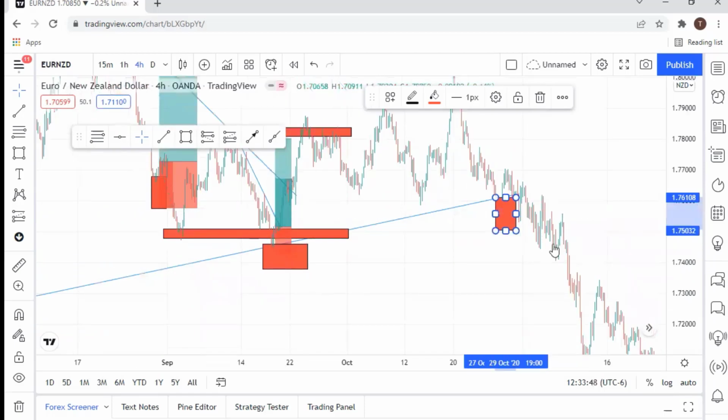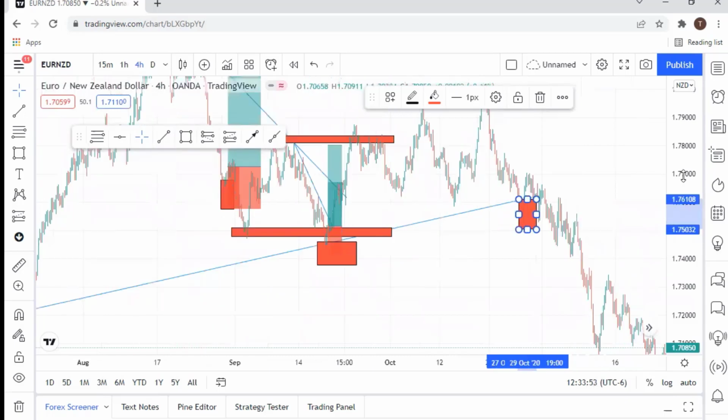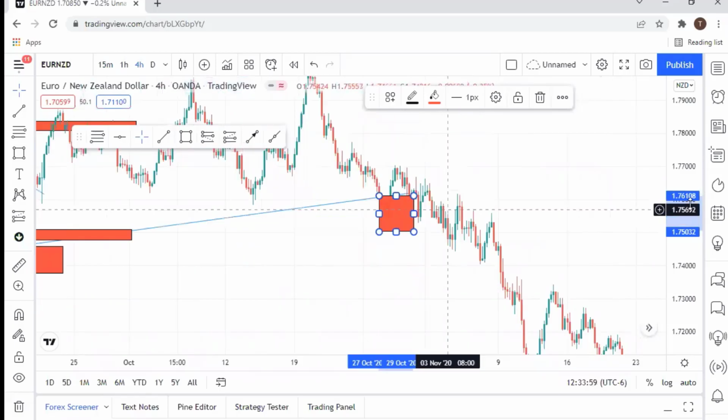So most of the times, it might take a long time for the market to get to your trend line. So what you do is to use TradingView alerts. Once the market hits that trend line, it will alert you. Then with that, you won't be looking at your chart all the time.